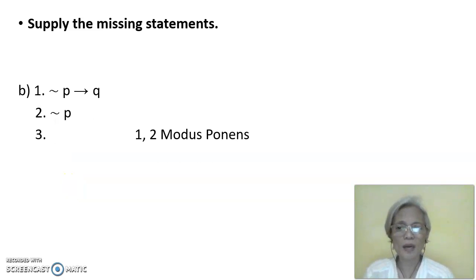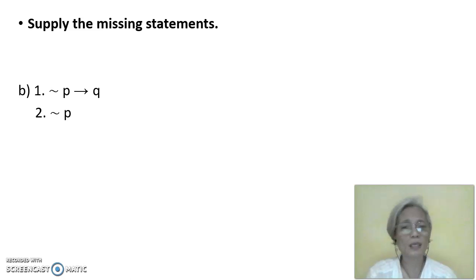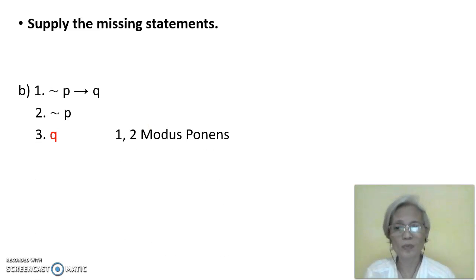Next, we have the conditional not P implies Q. We have not P, and we are asked to use modus ponens on premises 1 and 2. Again, recall the formula for modus ponens: we have P implies Q, if you have P, then Q exists. Therefore the answer would be Q. So if you have not P implies Q and you have not P, then you have Q.